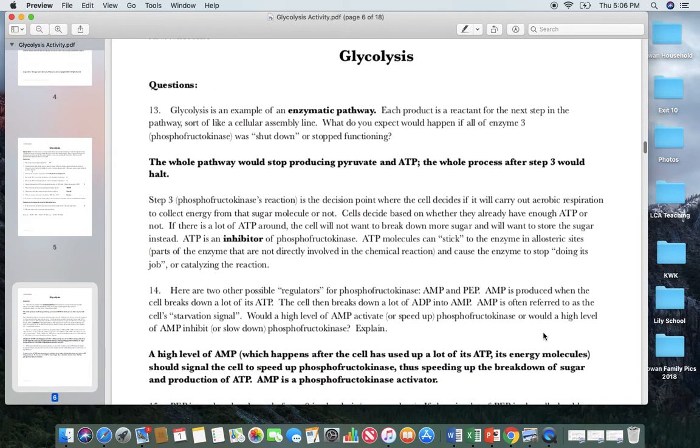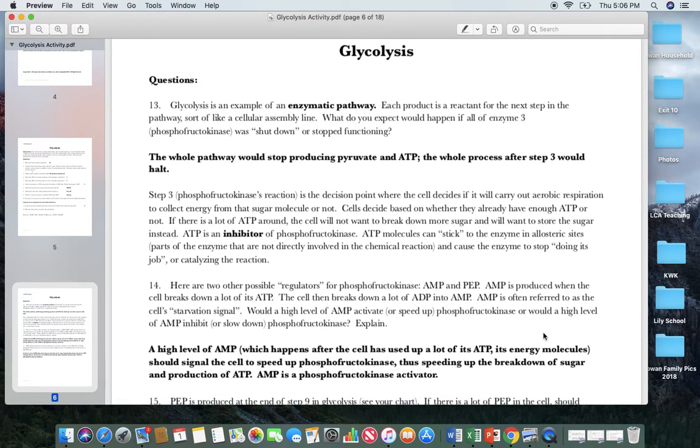Questions on the next page. Glycolysis is an example of an enzymatic pathway. Each product is a reactant for the next step of the pathway, sort of like a cellular assembly line. What do you expect would happen if enzyme 3, which is the phosphofructokinase, was shut down or stopped functioning? Well, the whole pathway would stop producing pyruvate and ATP, and the whole process after step 3 would halt.